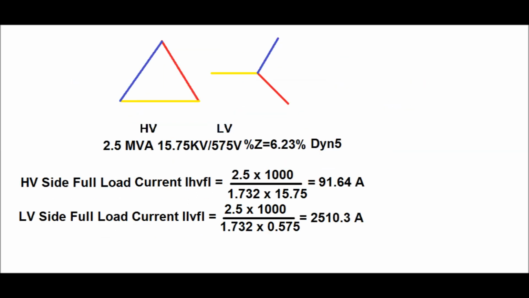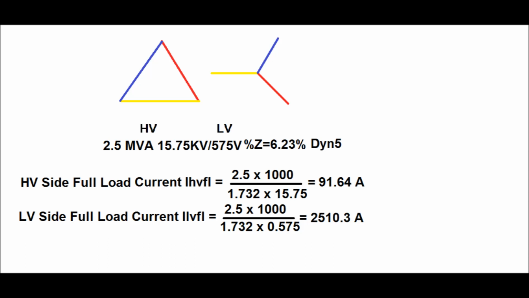Now similarly, how to do the short circuit test of a 2.5 MVA, 15.75 kV by 575 volt transformer with DYN5 vector group? DYN5 means the HV side is delta connected and the LV side is star connected, and the LV side induced voltage of each phase lags that of the HV side by 150 degrees. The diagram of DYN5 is shown, and the percentage impedance is 6.23%. So how can the short circuit test of this kind of transformer be done?